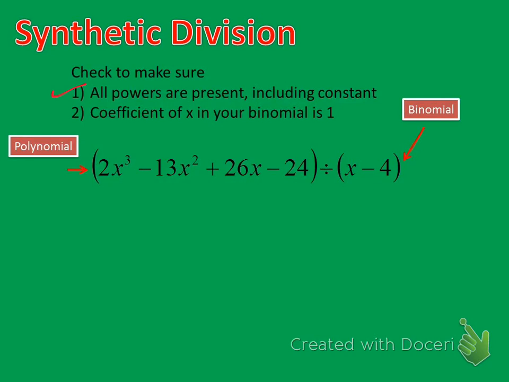It's a new process. You want to take the coefficients of your polynomial: the 2, the negative 13, the 26, and the negative 24. Write them on one of your notebook lines: 2, negative 13, 26, negative 24. Rewrite them. Don't be lazy about it and try to do it with the polynomial, because it gets messy. You can rewrite them right below it, that's fine, but rewrite them.